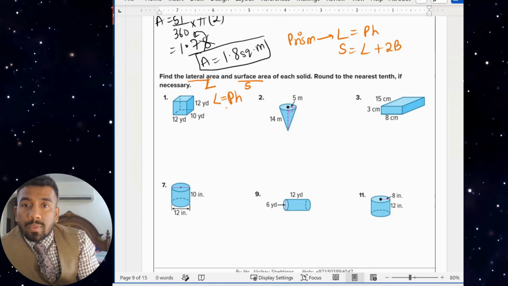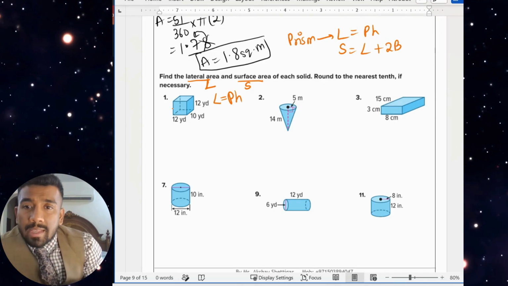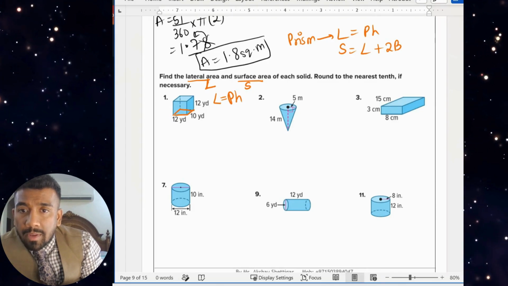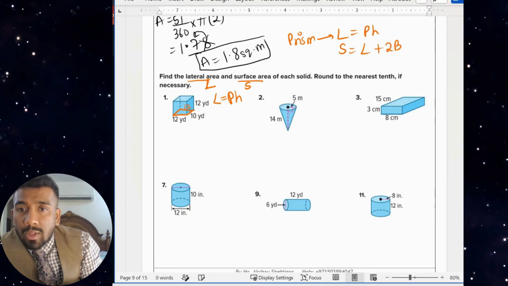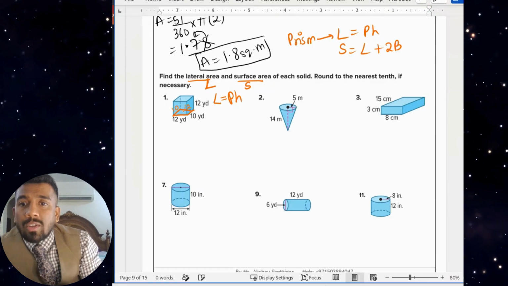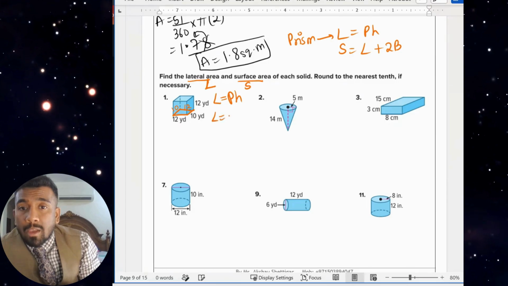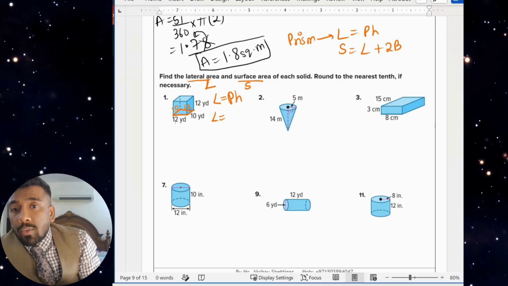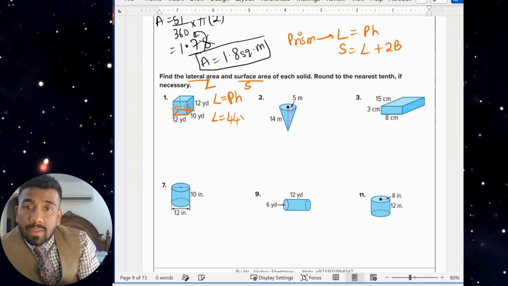So L will be PH. Now what is this P? P is the total perimeter down. So this is 12, this will also be 12, this will be 10. So we add all of them together. That's P, the perimeter. So what will be P? 12 plus 12, 24, plus 10 plus 10, 44. 44 times the height.